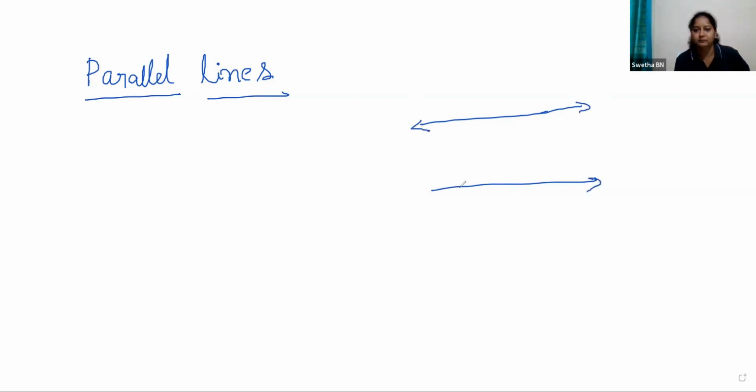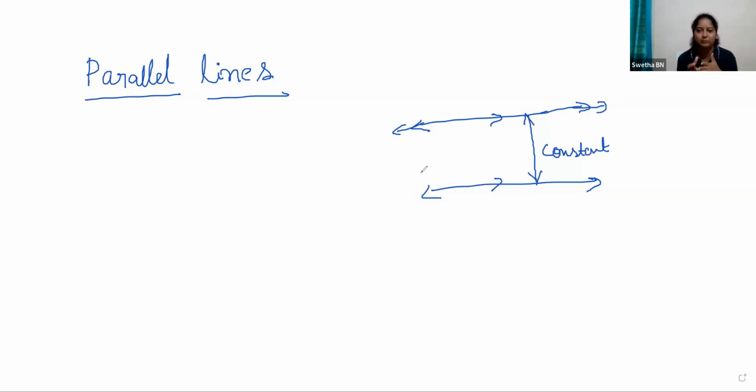See, these two lines are extending in both sides. These two are parallel lines. Both are extending in both directions, and the distance between the lines will remain constant. It will not change. Even if you extend in both directions, the two lines will not meet each other. Will the railway track meet each other?